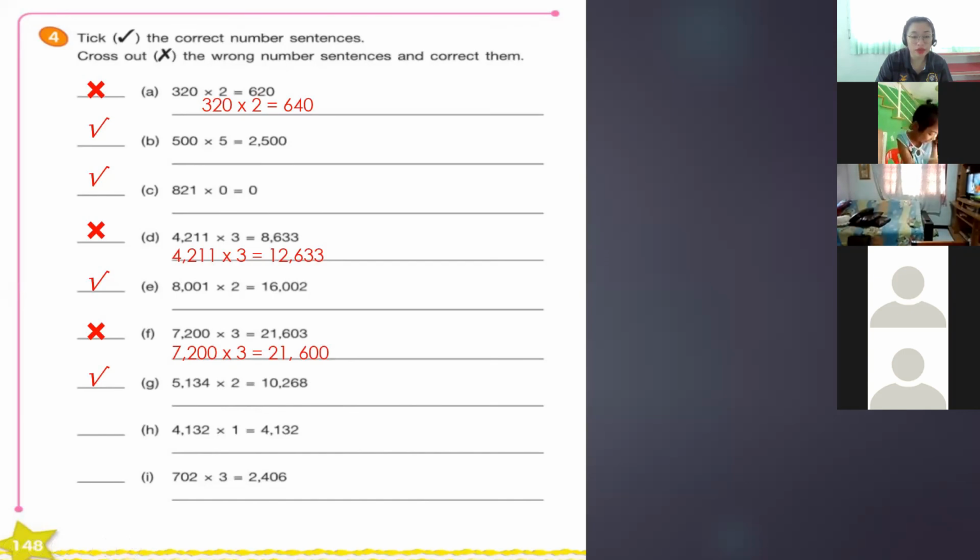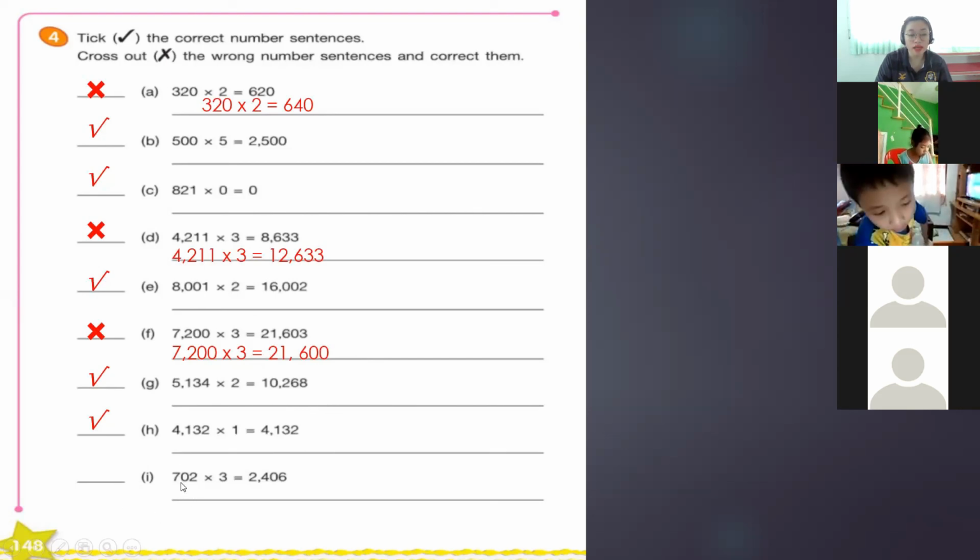Okay, so we have 4,132 multiplied by 1 is equal to 4,132. Okay, so letter H is correct because everything that we multiply to 1 stays the same. Okay, so last letter, we have letter I.